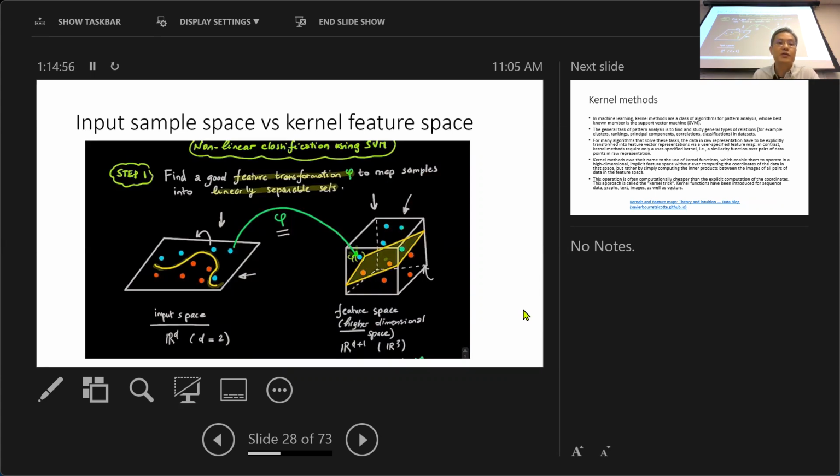So this diagram illustrates the input space. On your left is your original untransformed space, and it's 2D, and you have to use this curve to separate points. Well, after you transform using this feature mapping function and the kernel, then you can easily separate them. It's a very simple plan.